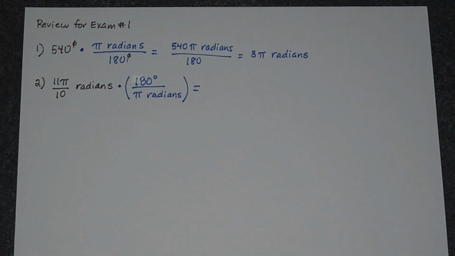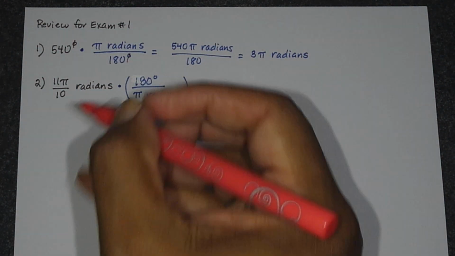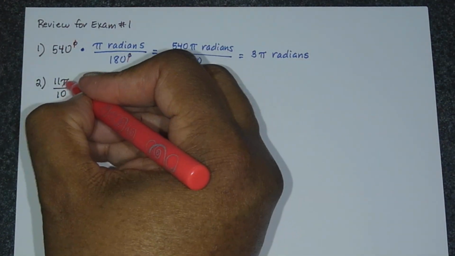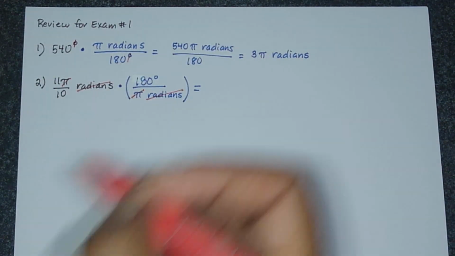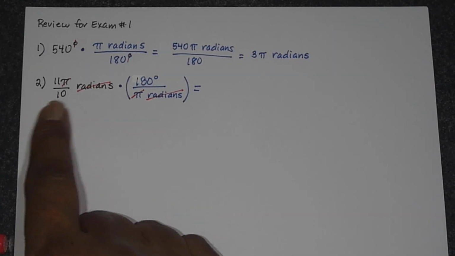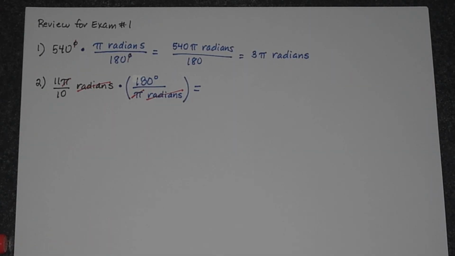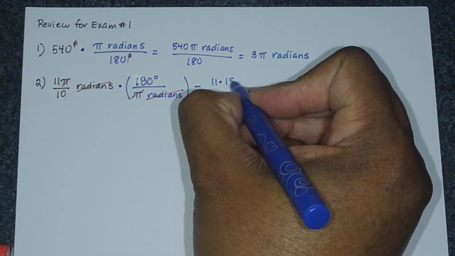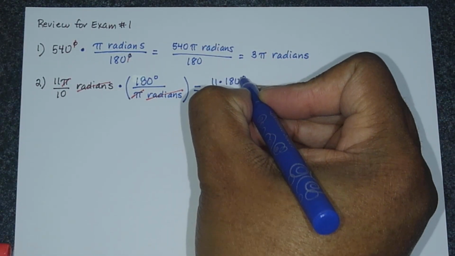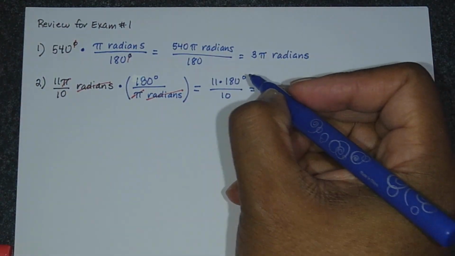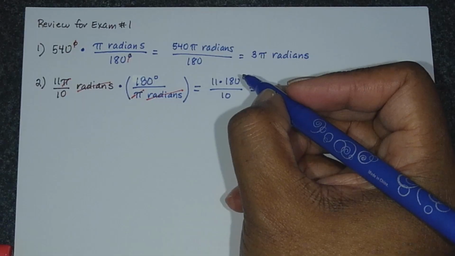And then that's equal to, now the radians divide out, and also pi divides out as well. So you have 11 times 180 divided by 10. Now go ahead and write that out: 11 times 180 degrees divided by 10. So what's 11 times 180 divided by 10?